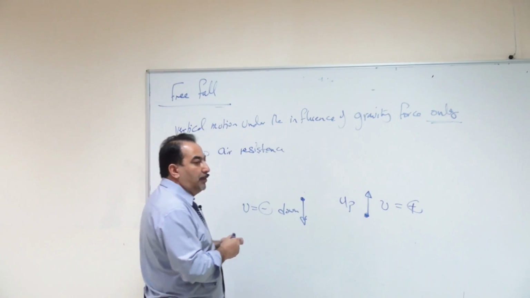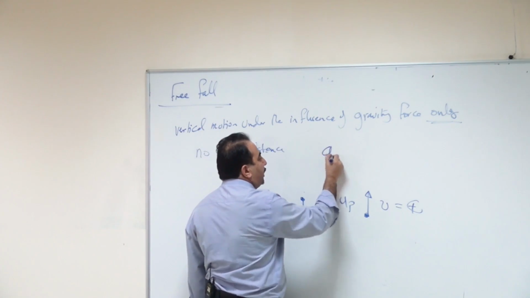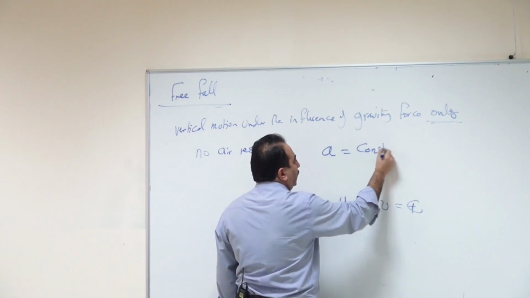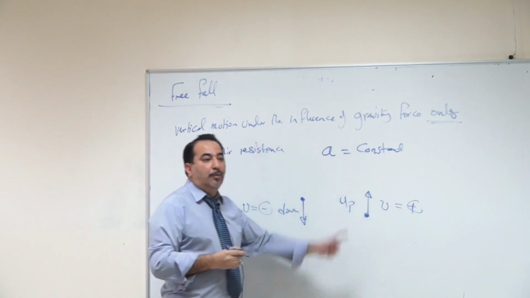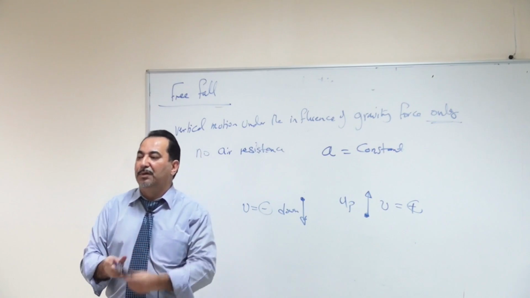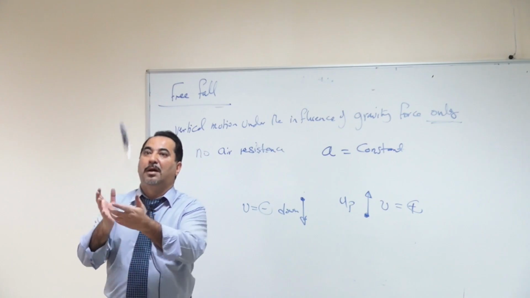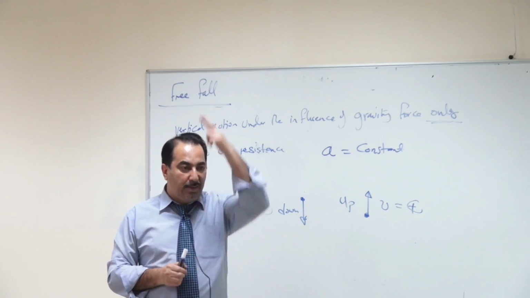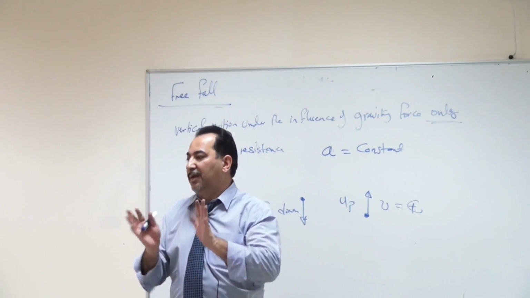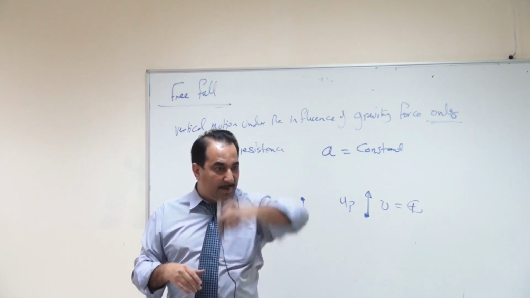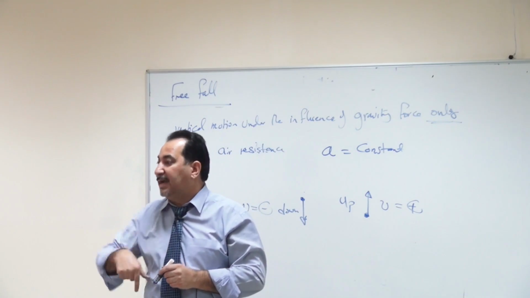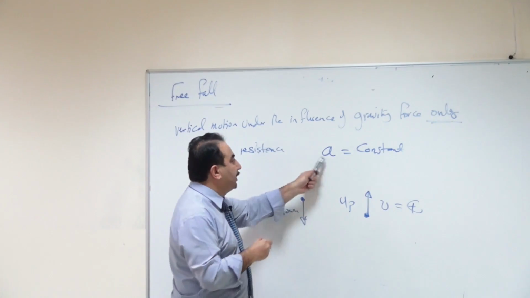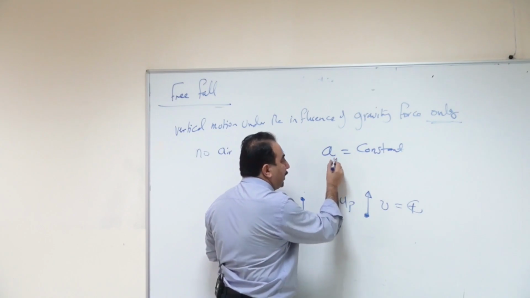So in a free fall, what can I say? A equals constant. Which way is the acceleration in free fall? Usually vertical. It could be up or down, but vertical, on the y-axis. So the acceleration here, we say a sub y.